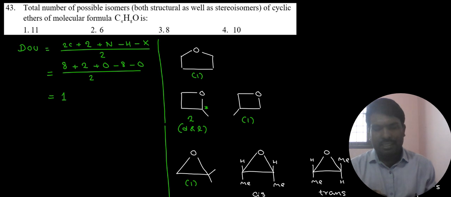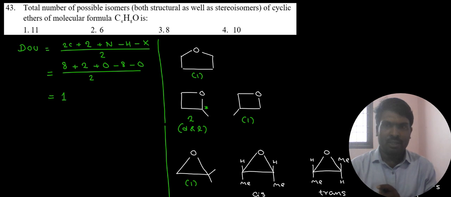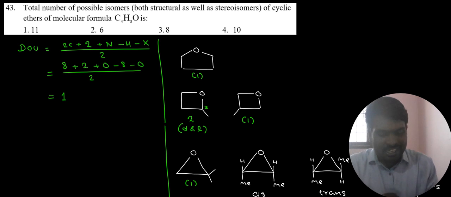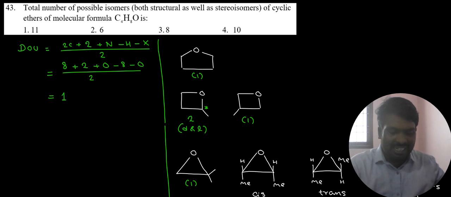So you know, degrees of unsaturation. What is the formula? 2C plus 2 plus nitrogen minus H minus X by 2. So from that we can get 1. That means this molecular formula in its structure is having one ring or one pi bond. Of course here it's asking about cyclic ethers, that's why one ring. So then how many cyclic ethers exist, including structural and stereo?